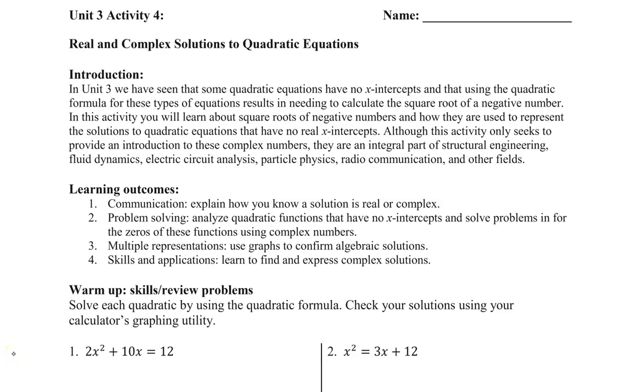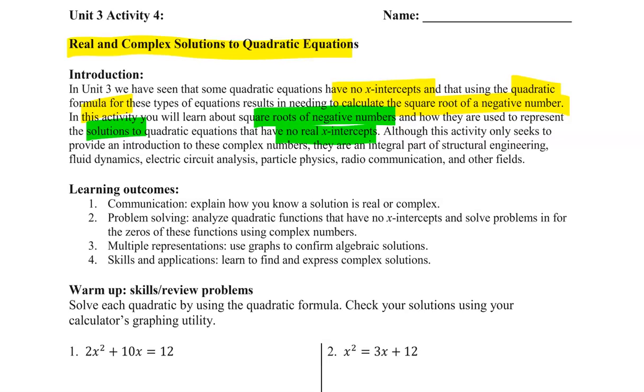Unit 3, Activity 4, Real and Complex Solutions to Quadratic Equations. In Unit 3, we have seen that some quadratic equations have no x-intercepts and that using the quadratic formula for these types of equations results in needing to calculate the square root of a negative number. In this activity, you will learn about the square roots of negative numbers and how they are used to represent the solutions to quadratic equations that have no real x-intercepts.